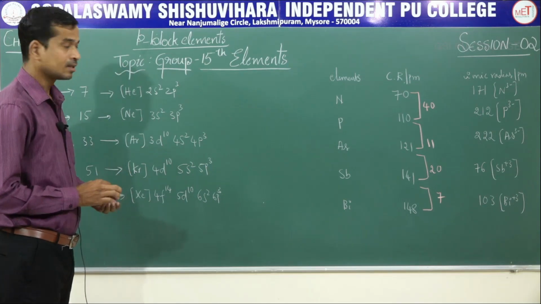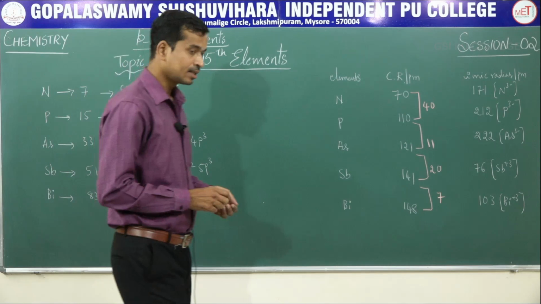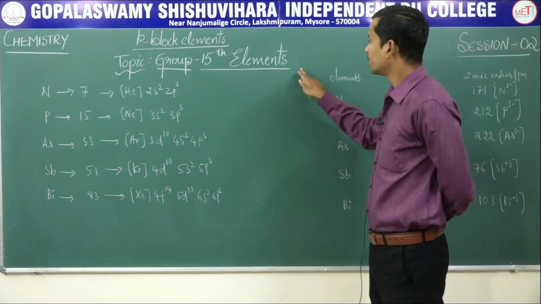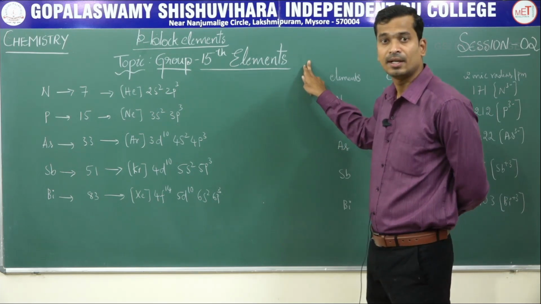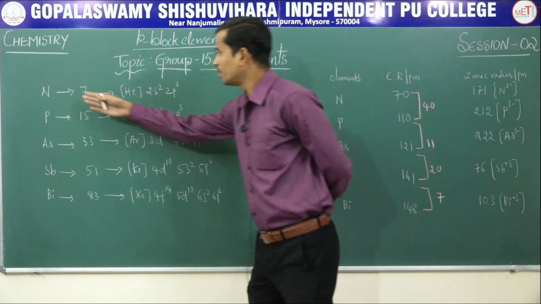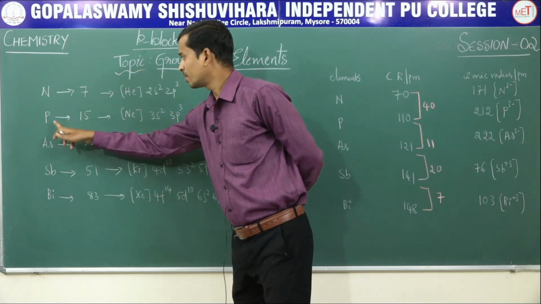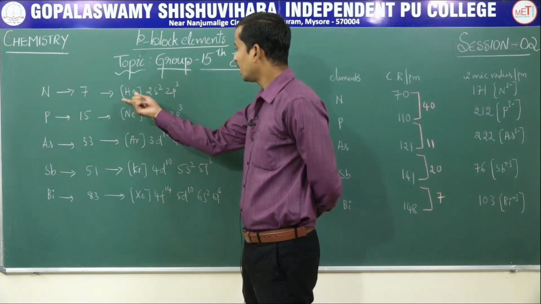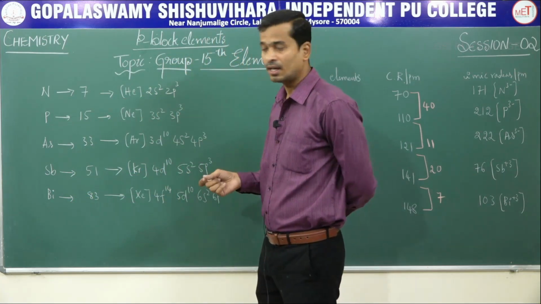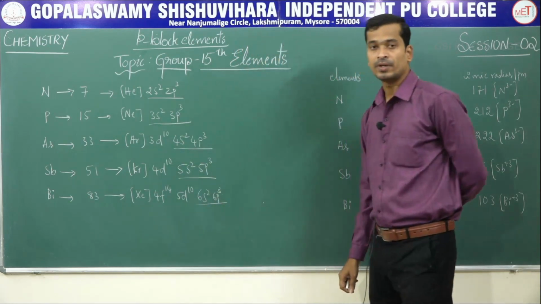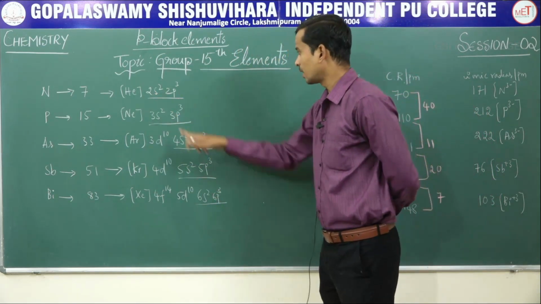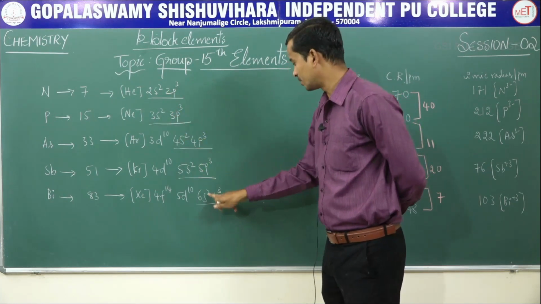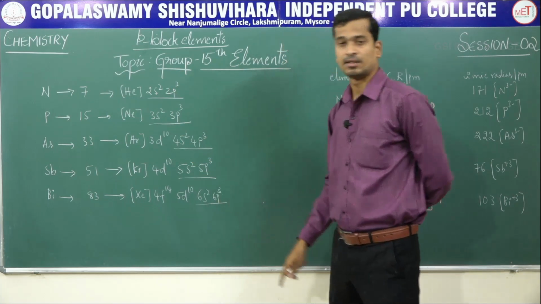In the last session, you studied the general introduction of group 15 elements, the nitrogen family, also called pnictogens. What are the family members? Nitrogen, phosphorus, arsenic, antimony, and bismuth. And we studied the electronic configuration and the valence shell: n varies from 2 to 6, ns2 np3. The p orbital is half filled.